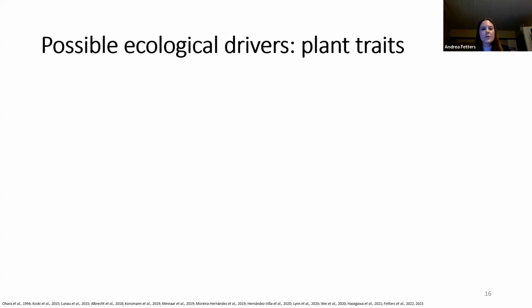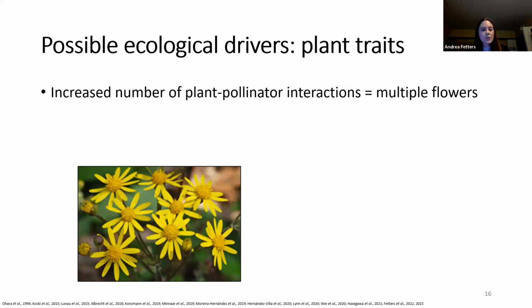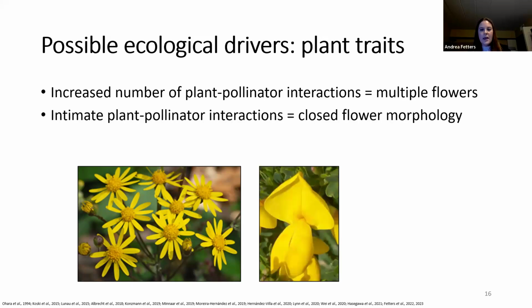One of the many possible ecological drivers of the pollen virome are plant traits. More specifically, these can include flower traits that mediate interactions with pollinator vectors and pollen grain traits that make pollen collectability and transfer happen at a greater rate. For instance, having multiple flowers is one trait that increases the number of interactions between a plant and its pollinators. Having a more closed flower morphology or shape is a trait that leads to more intimate interactions with pollinators.